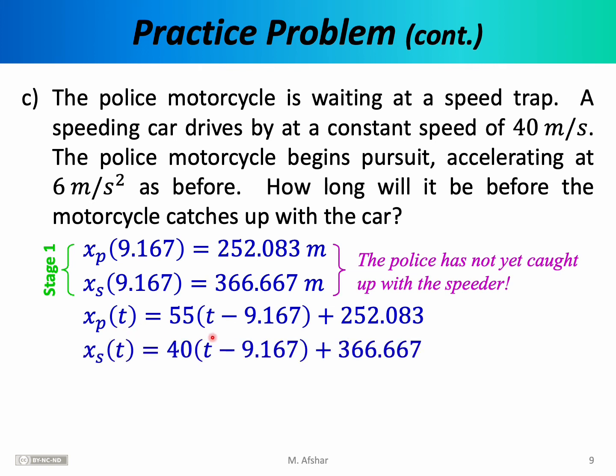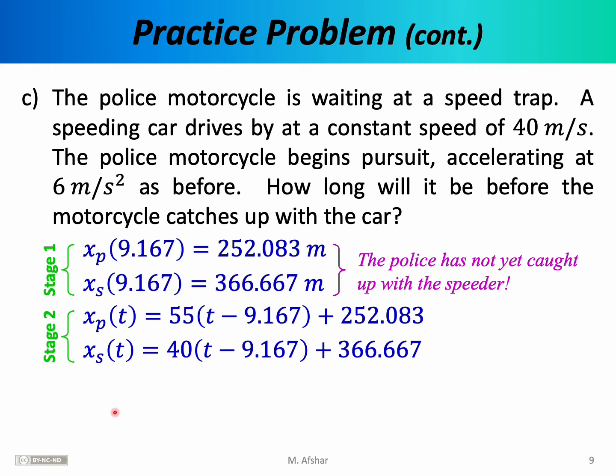What is the speeder doing? Well, I can use the same equation for the speeder, but the numbers are going to be a little bit different. The speeder is moving at a constant speed of 40 meters per second. I already know that the speeder will have traveled 366 meters in stage 1, so I'm going to add that to this coordinate here, but I'm also going to subtract 9 seconds from the time because I've already accounted for those 9 seconds of motion. Now this describes the situation for stage 2. I now have coordinates for the speeder and the police for stage 2 of the problem.